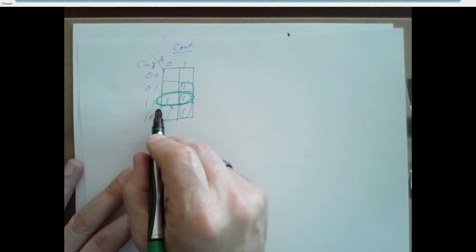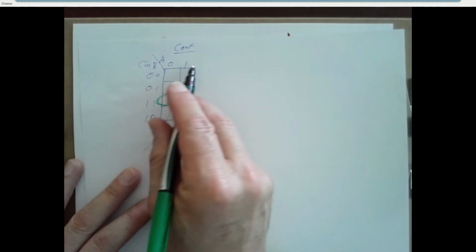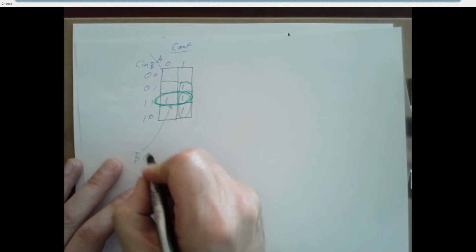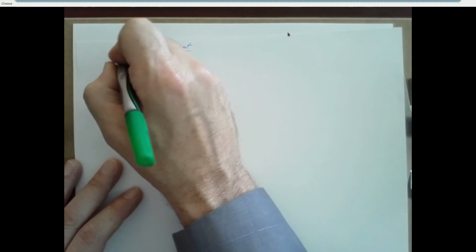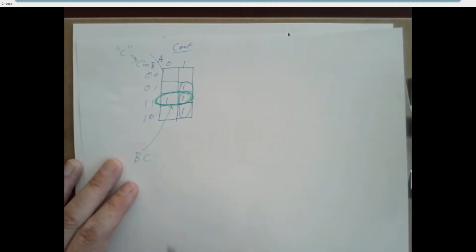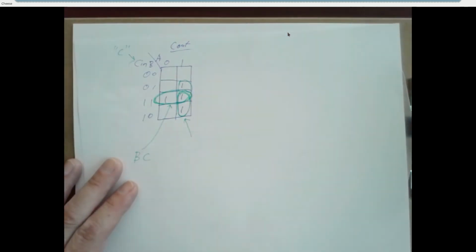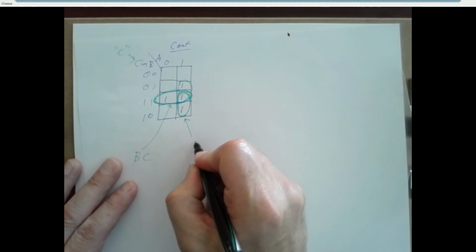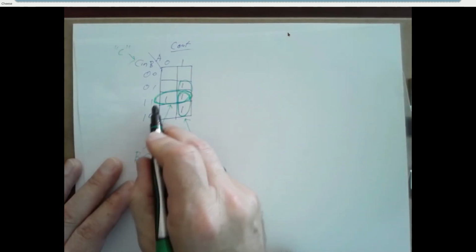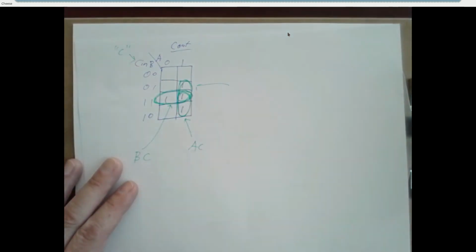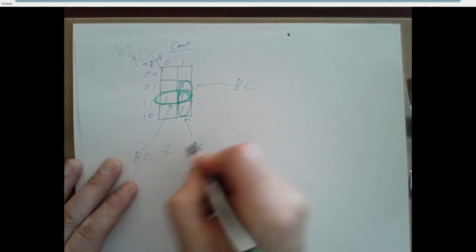BC. So B, C, right? B is a 1, C, N is a 1, A could be 0 or 1. Okay, so this is B, and I'm just going to call this C. So that's BC. What about this lower 2x1? That's AC. Right? A is 1, C is 1, B could be either. And this upper rectangle, that's BC. And we OR these together.